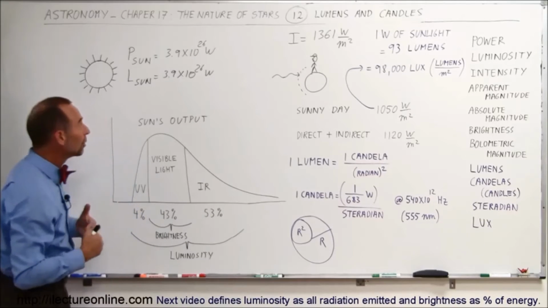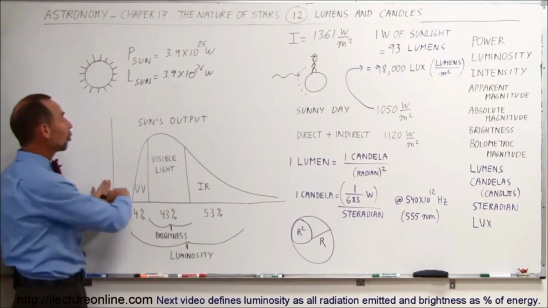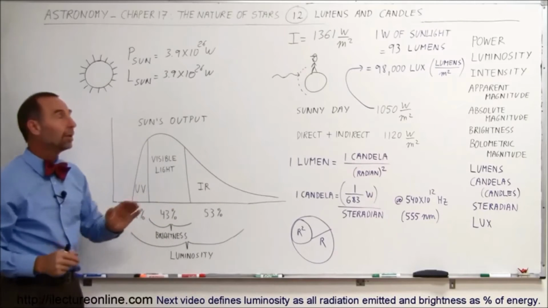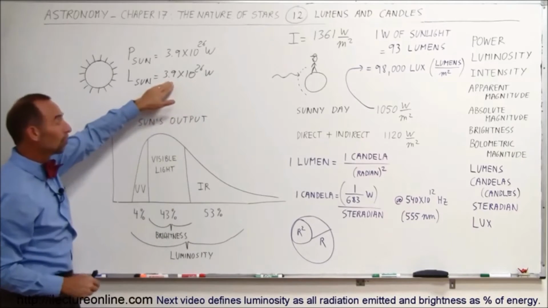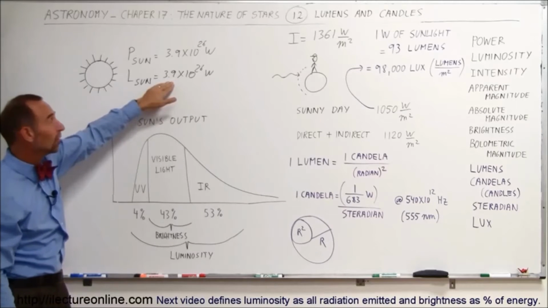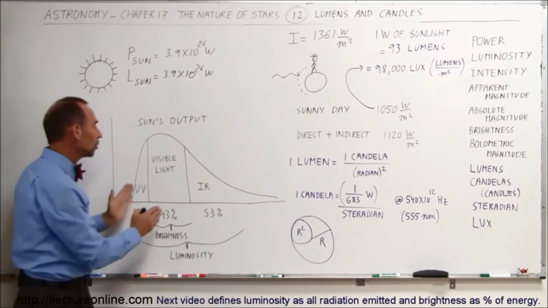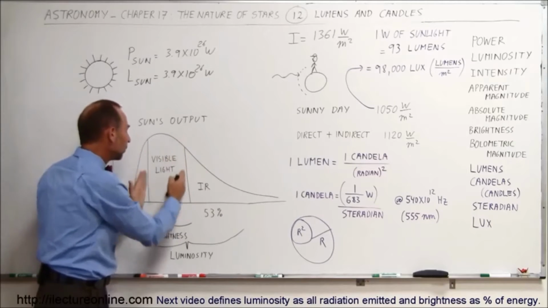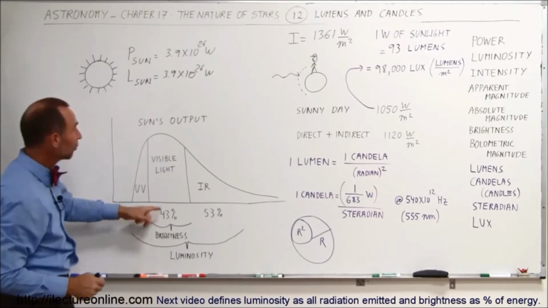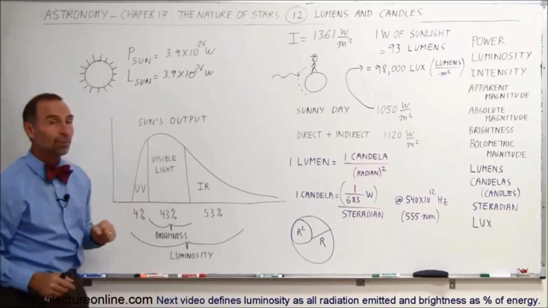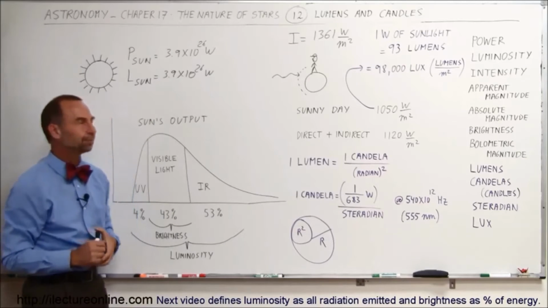So when we talk about the luminosity of the sun, we talk about the total energy per unit time in terms of watts that the sun puts out. 3.9 times 10 to the 26 watts is the luminosity of the sun. But the brightness of the sun is only determined by the portion that is put out at visible light, so the brightness would be this number times 43%, which is a little bit less than half.